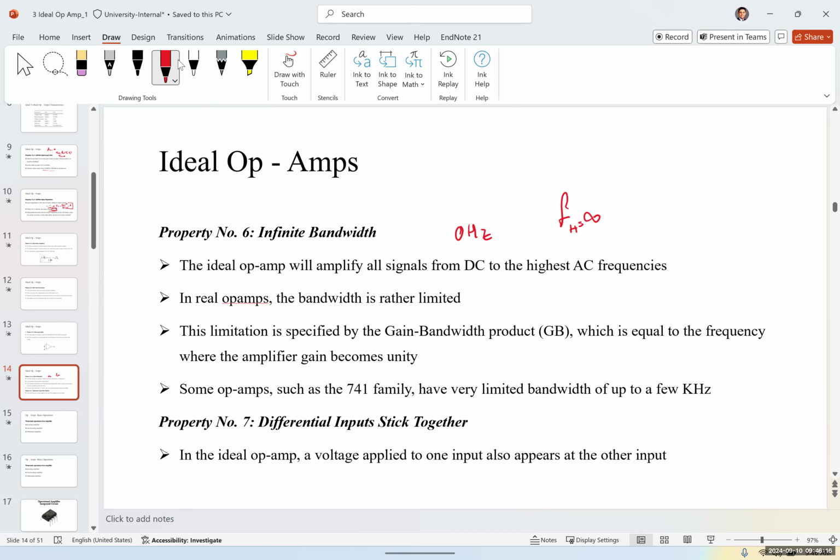The next property is that the differential inputs stick together. In the ideal op-amp, a voltage applied to one input also appears at the other input. And this is very important as well. So in an ideal op-amp, always V positive is equal to V negative. We can say Vn positive is equal to Vn negative. So differential inputs stick together in an ideal op-amp, and this is very important. A voltage applied to one input also appears at the other input.